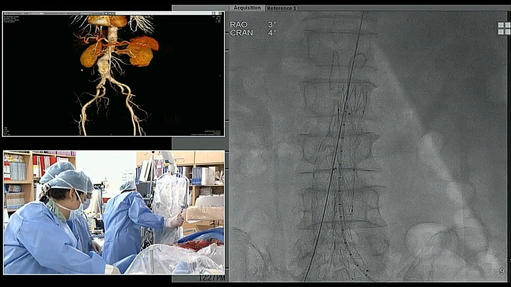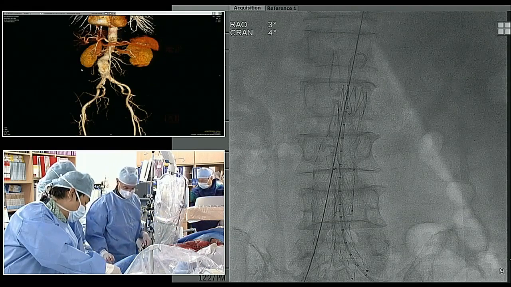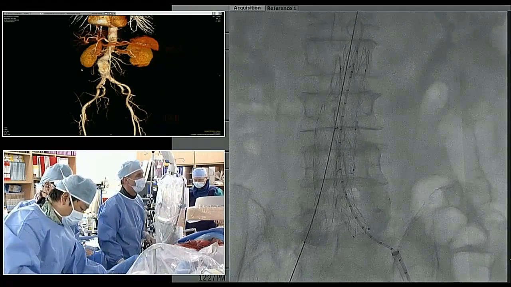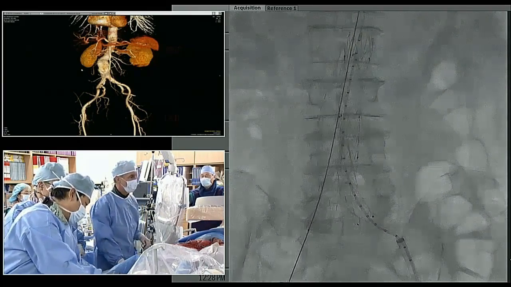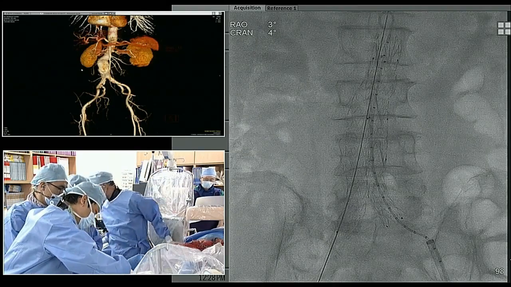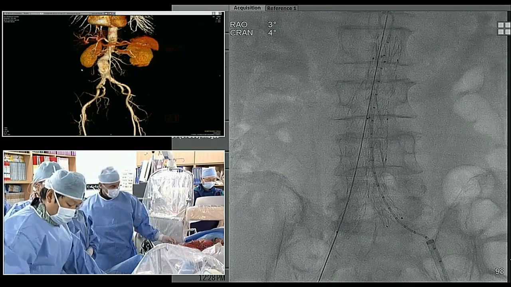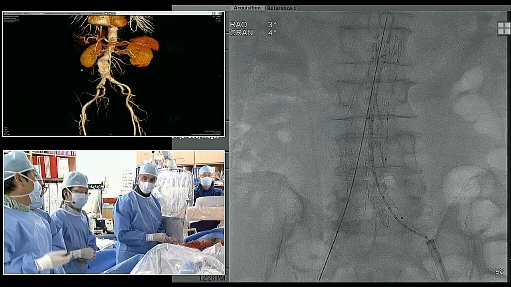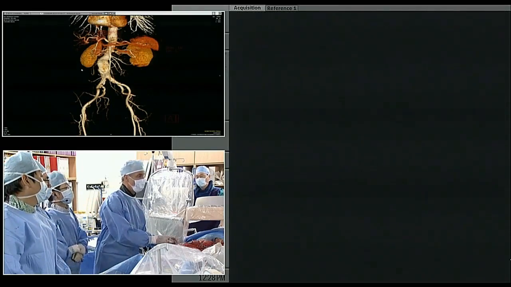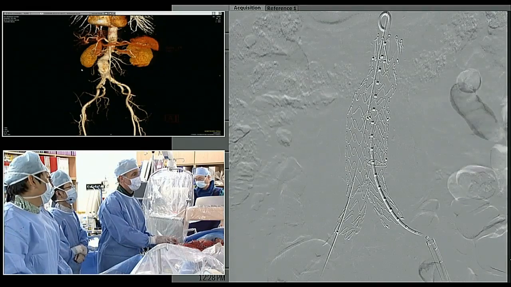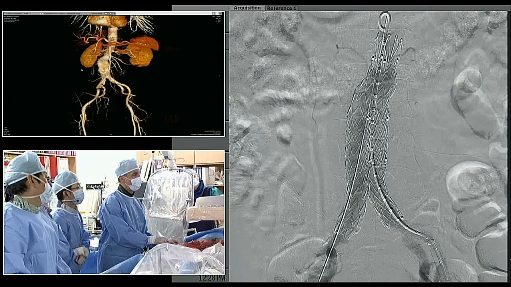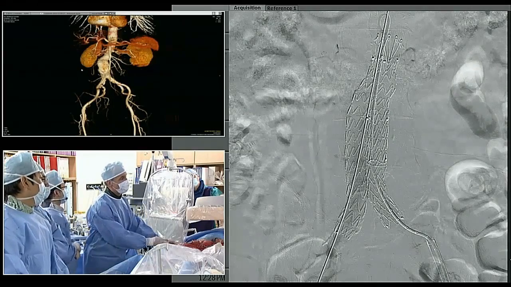Can we hold up, breath? Pan down a little so we can see the outflow too. Yeah, we're going to do everything here. There we go. That's good. Okay. And yes, please, DSA. Okay, everybody ready? Inject.